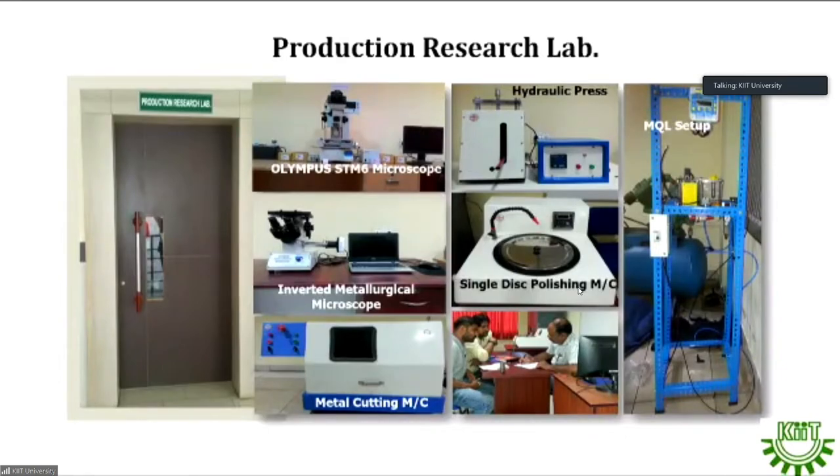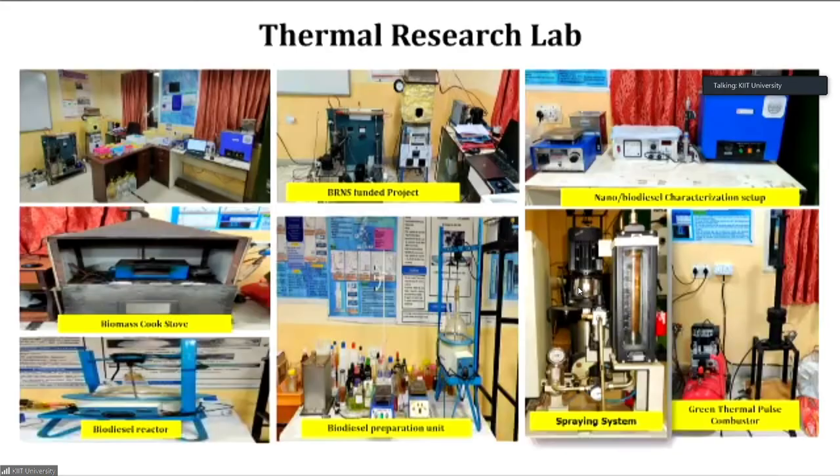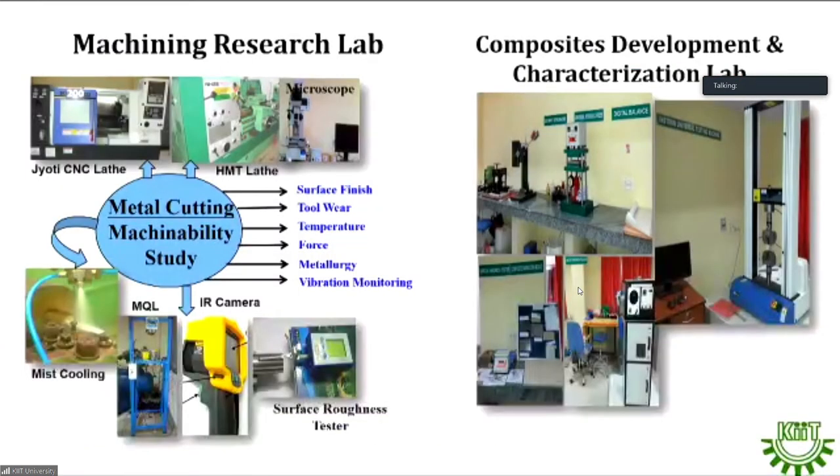This is the production research facility. Now, these are some of the facilities or the high-end equipment available to carry out high-end research work, starting with microscope, metallurgical microscope, polishing setup or MQL setup, and a lot of activities. We have the thermal research laboratory dedicated for research on biofuel and biodiesel preparation. We have a machining research lab to study the machinability of hard materials, maybe surface finish, tool wear, temperature analysis, force analysis. We have a composite characterization laboratory.